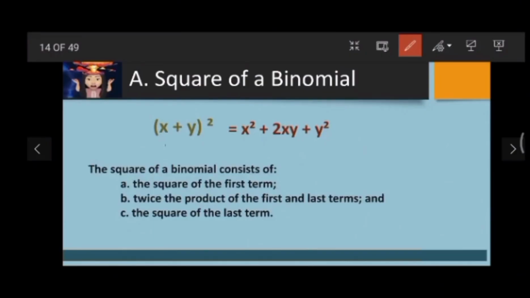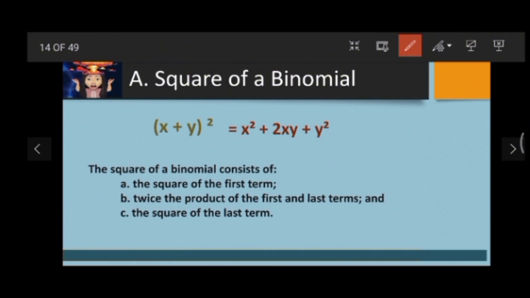Let x be our first term and y our last term. So, the square of a binomial consists of the square of the first term, twice the product of the first and last terms, and lastly, the square of the last term.